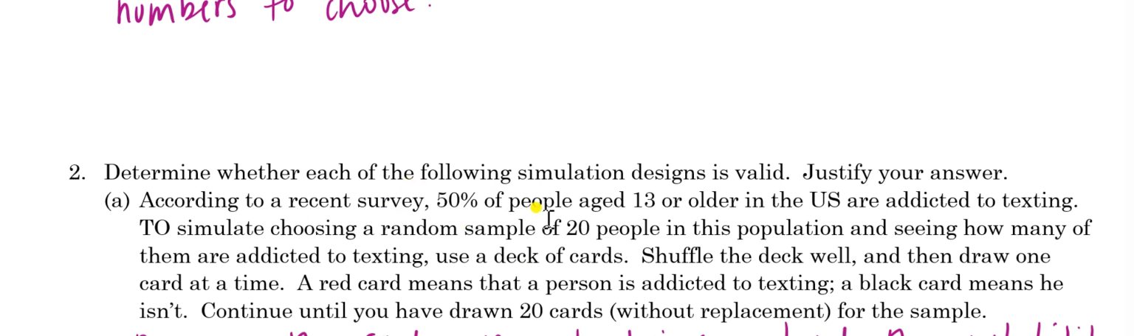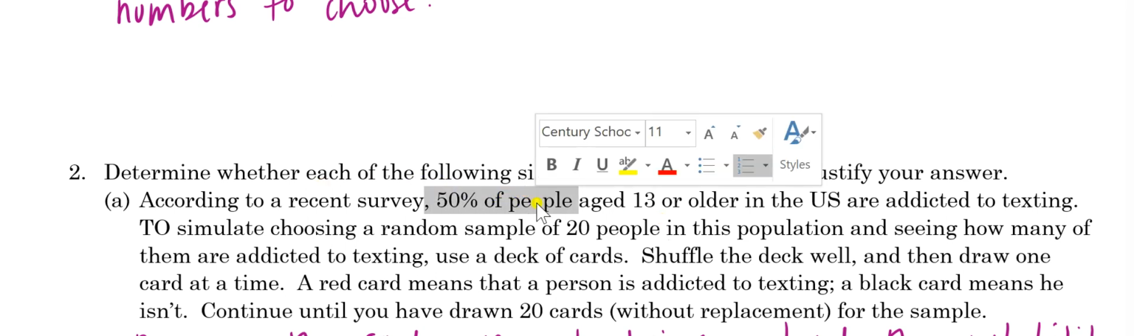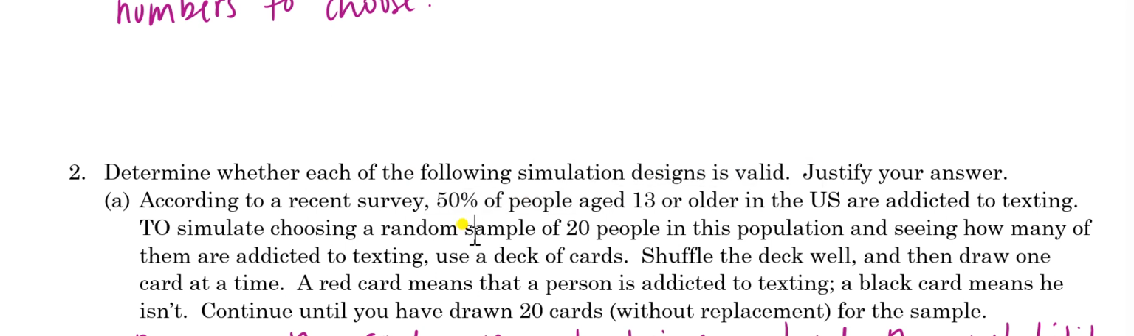It's 50%. Well, okay. We split up the deck into red cards and black cards, and I know that in a standard deck of cards, half of the deck, 50%, is red, half of the deck is black. So we're okay there until we get here. What does without replacement mean? It means you're picking cards one at a time and you are not putting those cards back. And if you are picking cards one at a time and you're not putting those cards back, you've got yourself a problem. Because 50% of people in the US, 13 or older, are addicted to texting, so you need the probability of choosing each card to be 50%.